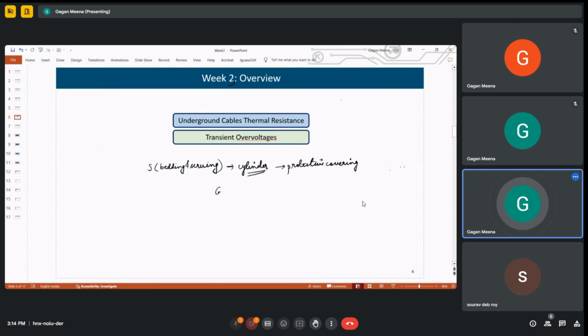So that was GI, the thermal resistance of the insulation. Now this is the thermal resistance of the protective covering, which is GP. So I for insulation, P for protective covering. GP is also given by a similar formula. Instead of GL, we have G2 by 2 pi ln R2 by R1. This is also in thermal ohm per meter.